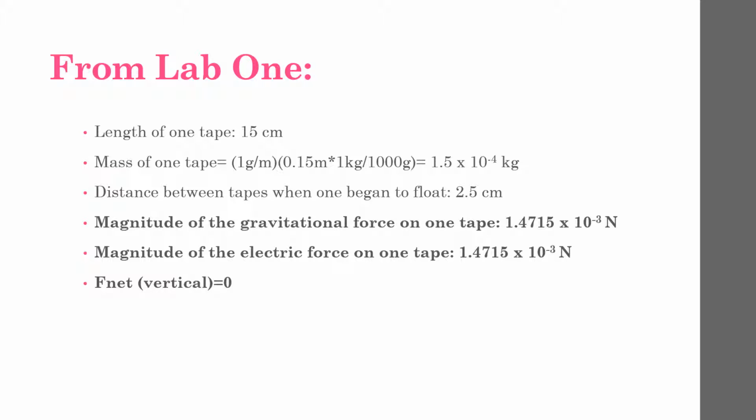So the same data was used from Lab 1, as you can see here. And in Lab 1, we assumed that the magnitude of the gravitational force on the top tape was the exact same as the electric force on that same tape. And we could assume this because we assumed that the net force of the y component on this tape was 0 because the tape wasn't moving.